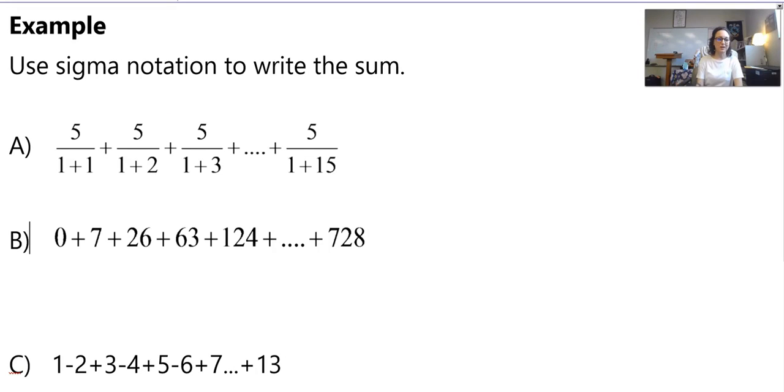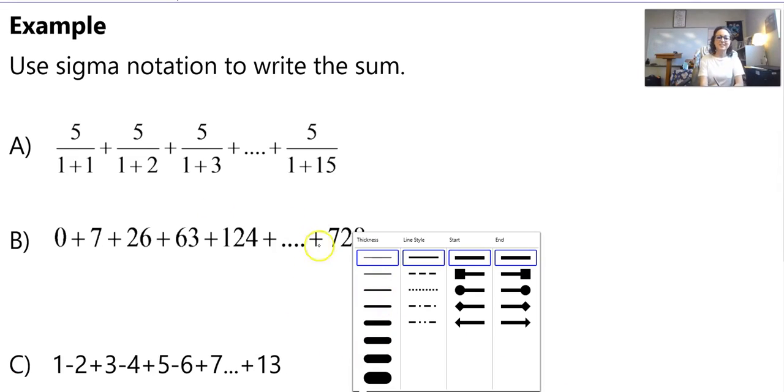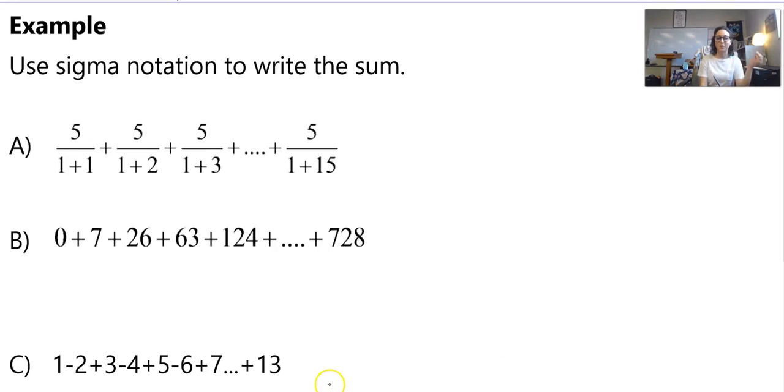All right, so for part A, what we're going to do is we've taken this expansion, basically, and we want to rewrite in sigma notation, okay? So for this first one, I've got 5 over 1 plus 1, plus 5 over 1 plus 2, plus 5 over 1 plus 3, all the way to 15, okay? So I'm going to start by writing my Greek letter sigma for sum, and I'm going to go ahead and start at 1, and again, you can use your favorite letter. I'm going to go ahead and use N. So if I start at 1, where would you want to end? If I start at 1, I want my index to end at 15, okay?